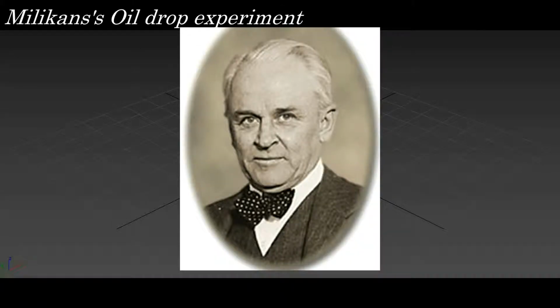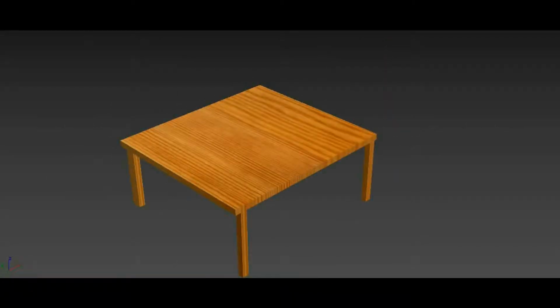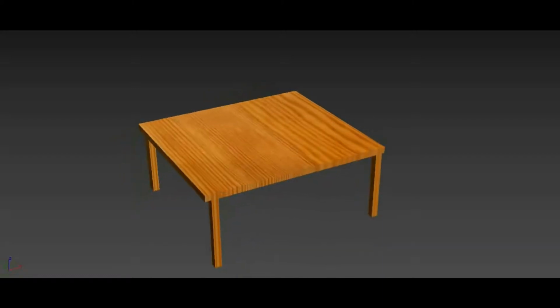Today we study the Millikan oil droplet method. Millikan successfully found the charge on the electron in 1909. Let's see his experiment in 3D in order to better understand the explanation of this experiment.